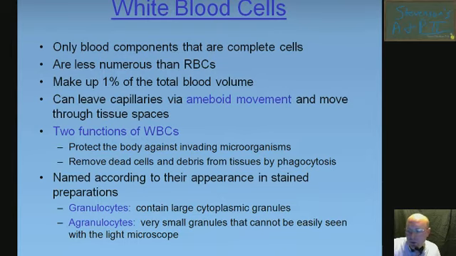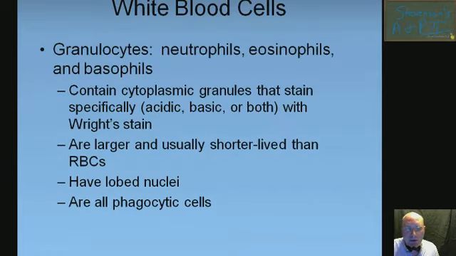Okay, named according to their appearance in stain preparation. Either the granulocytes, which contain large cytoplasmic granules, or the agranulocytes, which do not have the granules to the extent the others do. They're very, very small granules, and they cannot be seen with the light microscope.